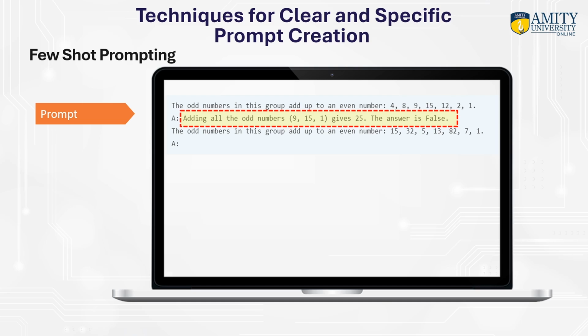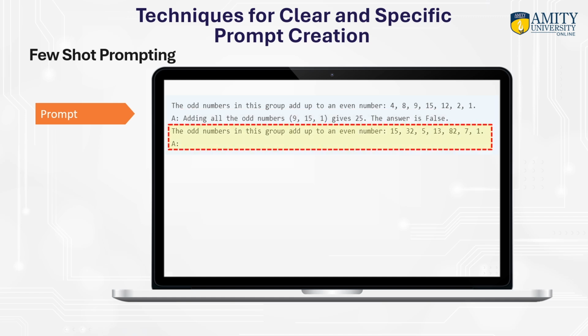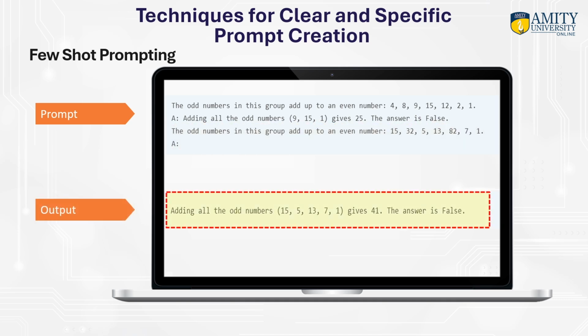Okay. Now, based on this example and step-by-step reasoning, I have asked a similar question. The odd numbers in this group add up to an even number. So you have given the sequence of numbers. Now your model understands how to respond to this particular question because it was well demonstrated before. Now the output is adding all the odd numbers, that was 15, 5, 13, 7 and 1 in this group of numbers, and when I add them up it gives 41, and this is not even, so the answer is false. So this is the chain of thought prompting.